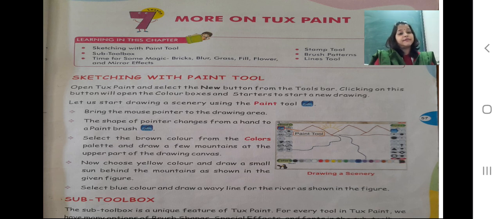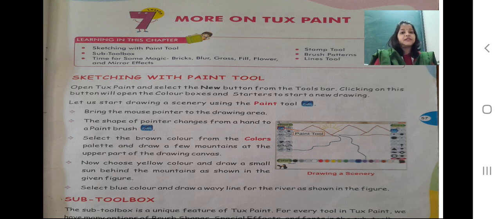Suppose you want to make the mountains. First click on the paint tool, select the brown color, then draw the mountains. You want to draw the sun, select the paint tool, click on the yellow color, and then draw the sun. Means the paint tool is used for making sketches in Tux Paint.